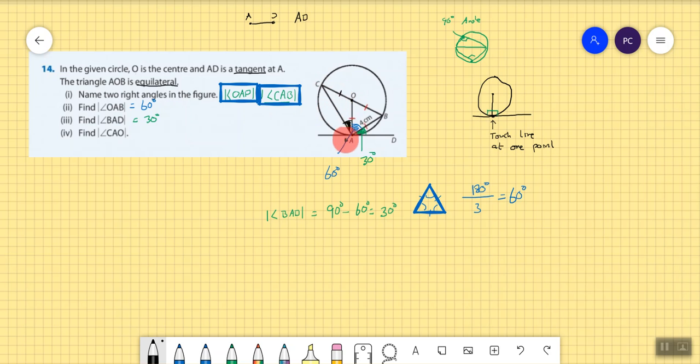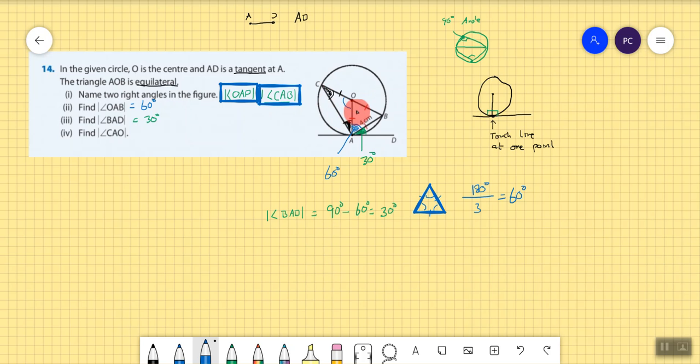So what that will mean is that the triangle COA is going to be an isosceles triangle, if the two sides are equal length. So what that means is that this angle and this angle have to be equal to each other. Now, if we can work out this angle in here, we can then figure out what these two angles here are.